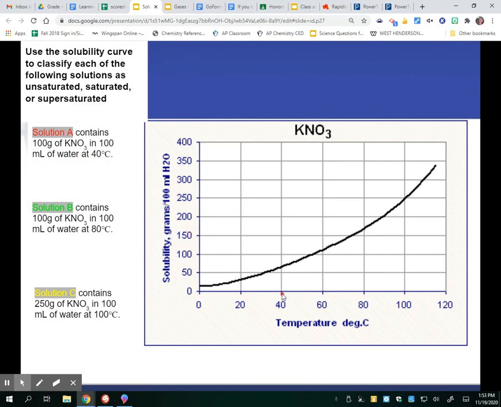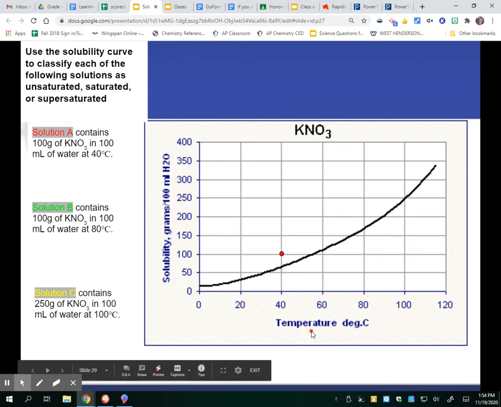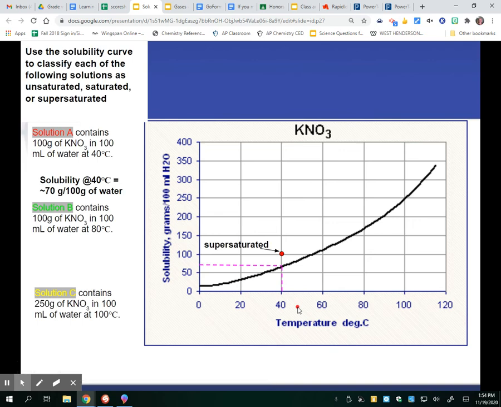So we're at 40 degrees C. We're going to go up and see the maximum amount that it could possibly hold. And at this temperature, the maximum amount it could possibly hold is maybe right around 70 grams in 100 grams of water. But we can see here that in solution A, I actually added 100 grams to 100 milliliters of water, or 100 grams of water. So the point is well above the maximum amount. So that means that this is a supersaturated solution that I have in solution A.